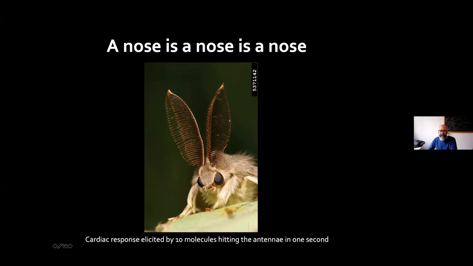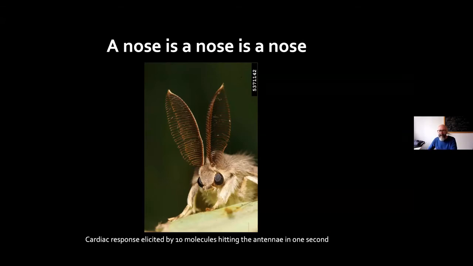Experiments in the laboratory have shown that as little as 10 molecules hitting this antenna in 1 second are able to elicit a change in the cardiac response, in the cardiac beating of the moth. So these are really sensors which push their ability to the physical limit of detection. Less than this, there's probably nothing to sense, right? We're very close to the physical limits.